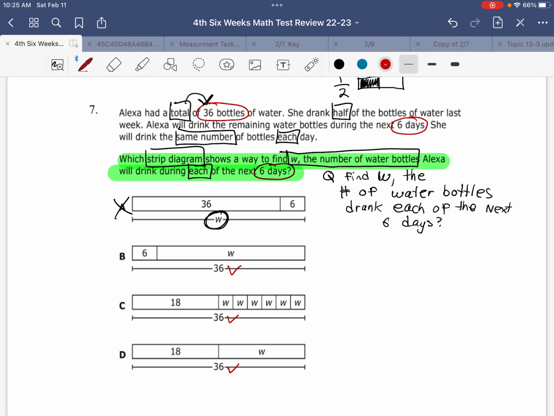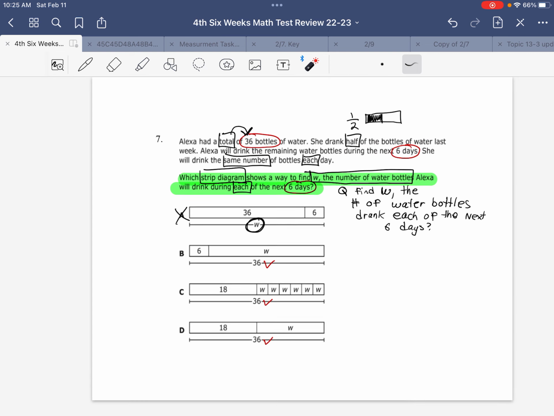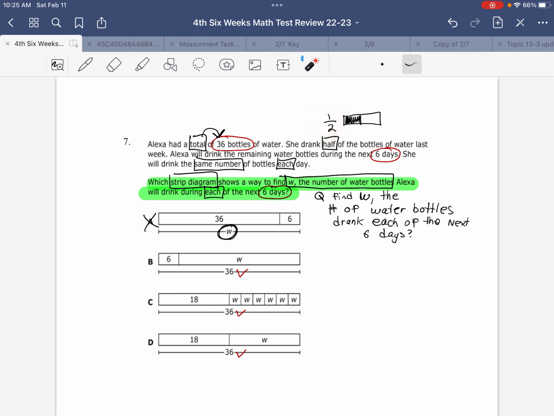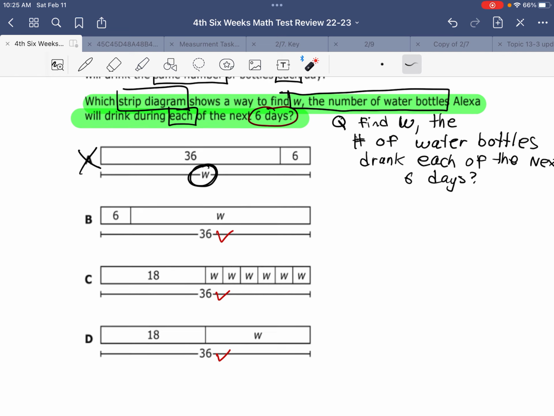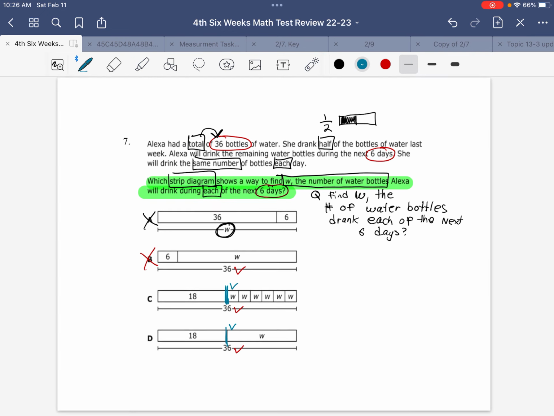Then it says she drank half of the bottles of water last week. So I said 1/2 looks like this, and if I wrote it into a diagram, it would look like this, okay? So I need to see which picture shows 1/2. If I look at B, it's cut right here. This is not 1/2, and there's no 1/2 here. So B would not be it. C checks out because it has 1/2 cut in the middle, and D is the same thing, 1/2 cut in the middle. Okay, so I'm left with C and D now.